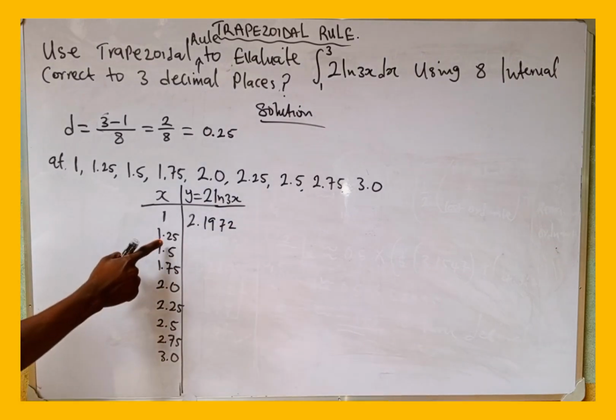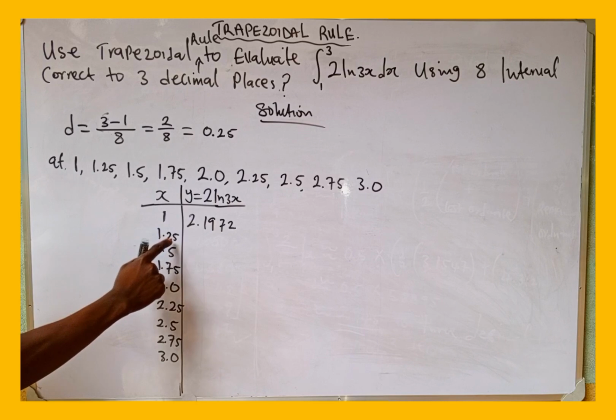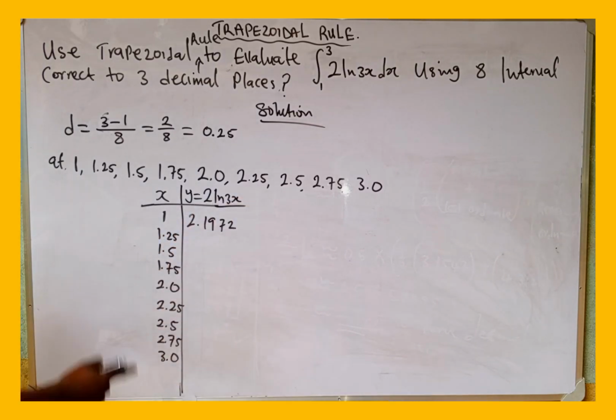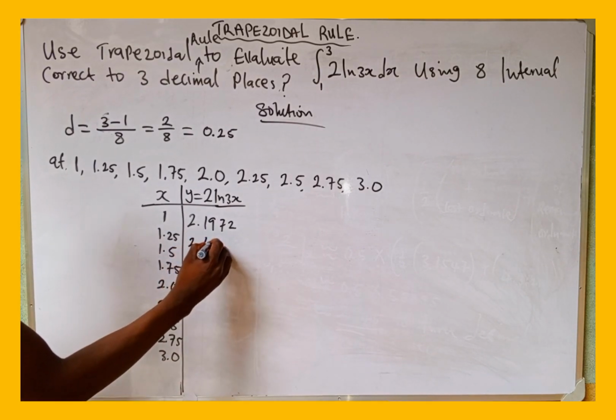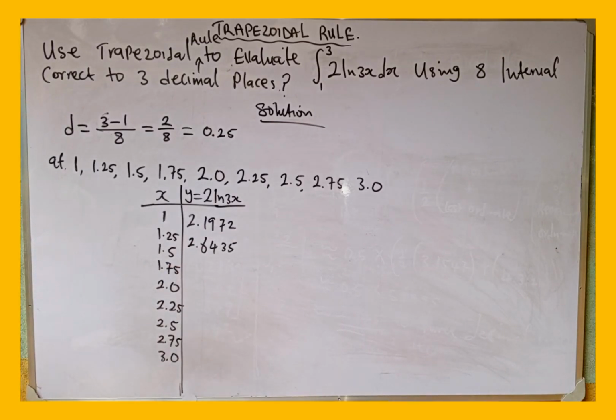2.1972. So the second one is 1.25. Plug in here. You are going to have 3 multiplied by 1.25. Any answer you get, then 2 ln answer is going to give us what? 2.6435. So the next one is 1.5. Plug in 1.5 to replace x there, then press equal to, we are going to have what?